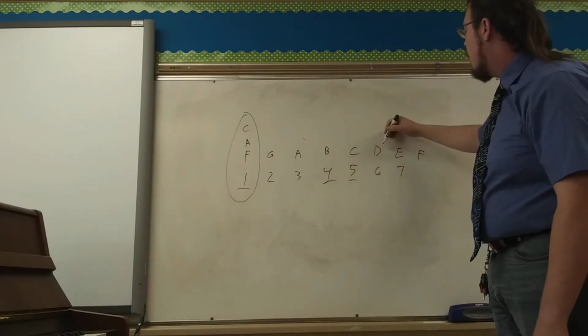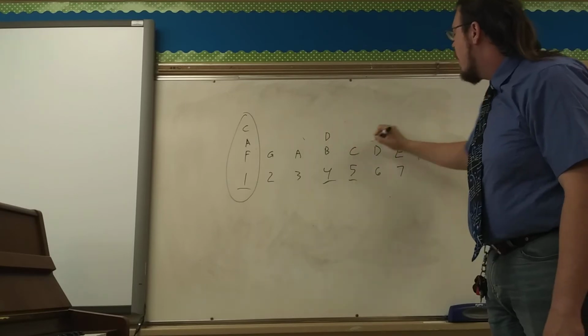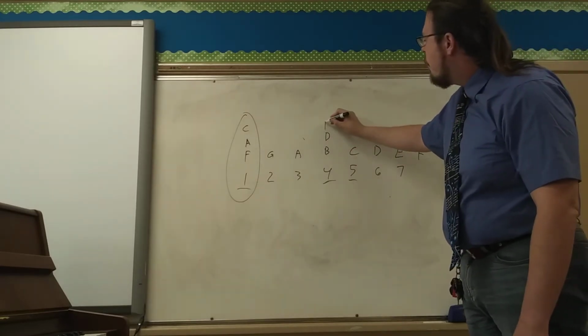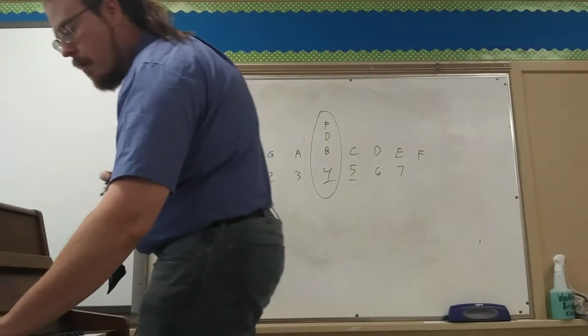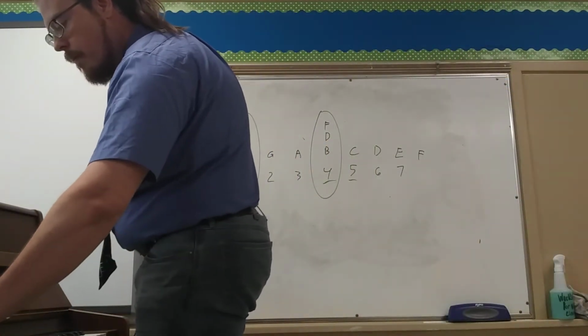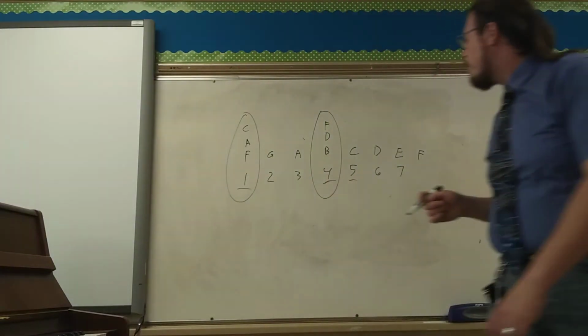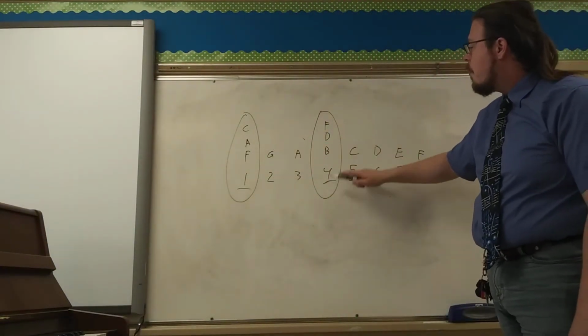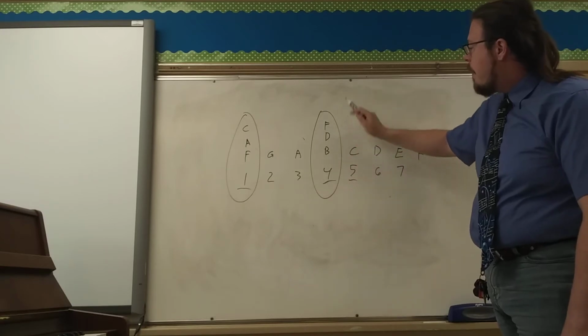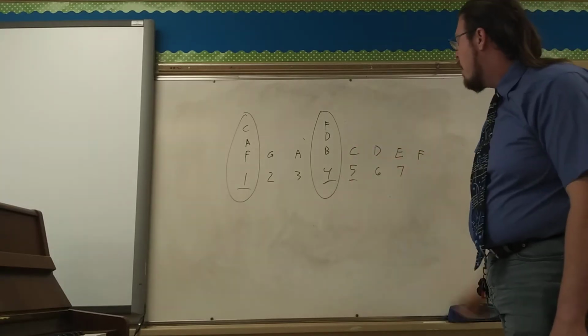Let's go on to the 4. I have B, I skip a note, I have D. I skip a note, and I have F. B, D, and F. In the key, in the scale of F, my number 4 chord is B, D, and F. I'm going to call that the B chord.